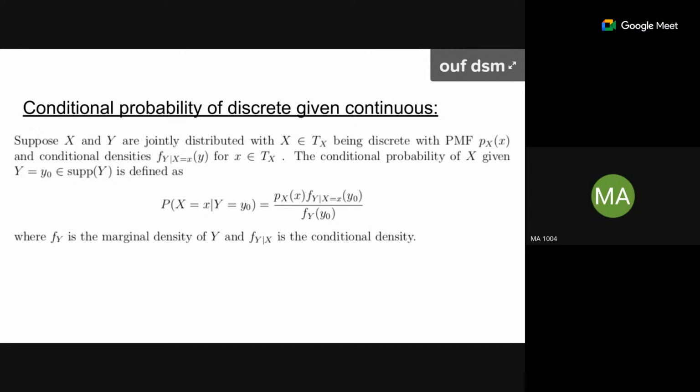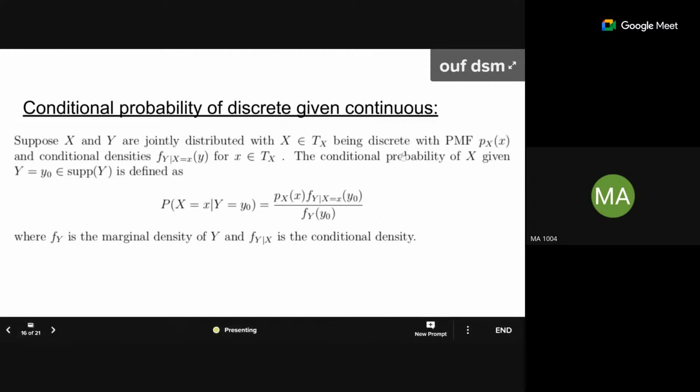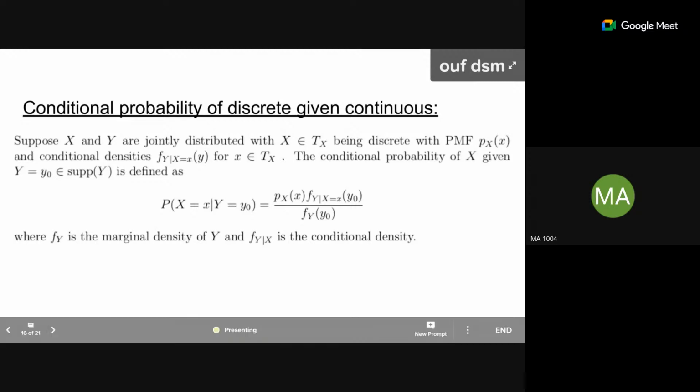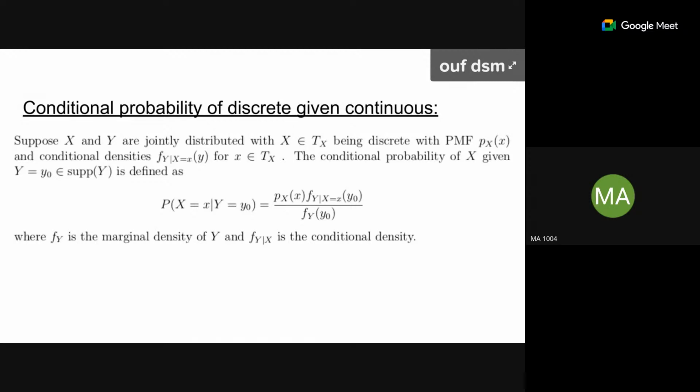Let's say you have two random variables x and y, where x is your discrete random variable. So I will talk about PMF, probability mass function. It has PMF as Px of x. And we are given the conditional densities. That means the probability that y takes value y given that x is equal to x has already occurred.